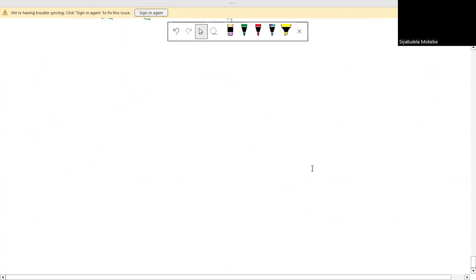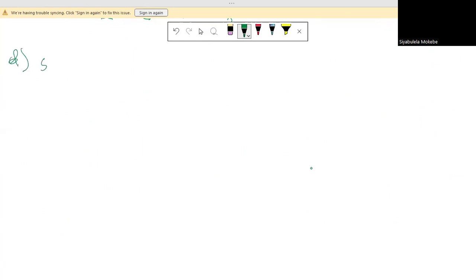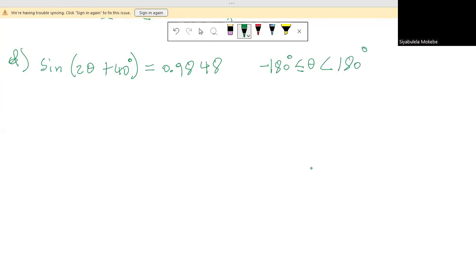Okay, D. I have sine of 2 beta plus 40 equals 0.9848, on 80 degrees. First thing first, sine, whatever angle, is positive. Where is sine positive? In the first and second quadrant. After establishing that, we then look for our reference angle.